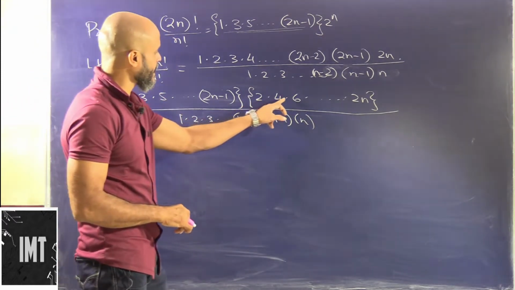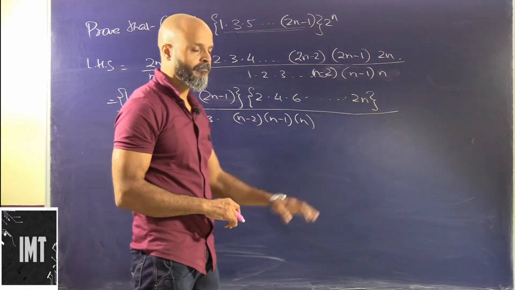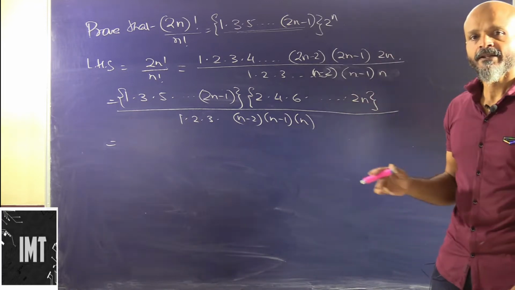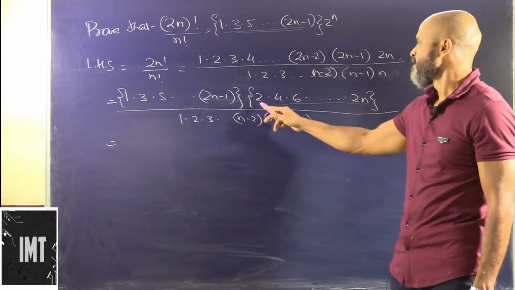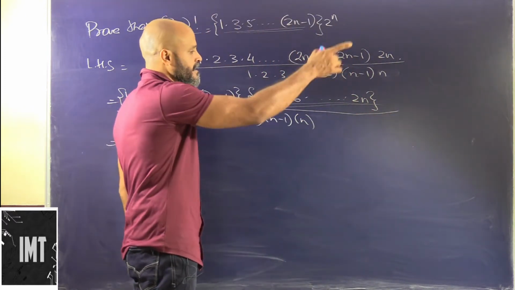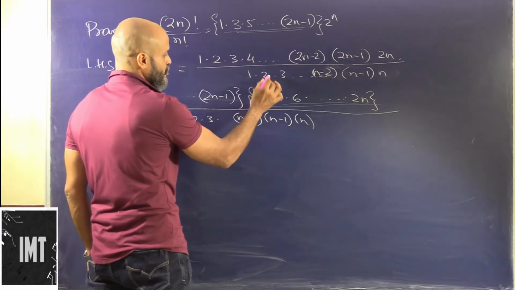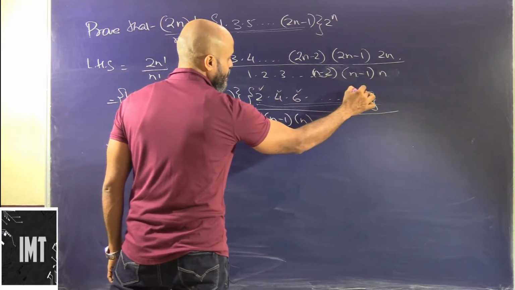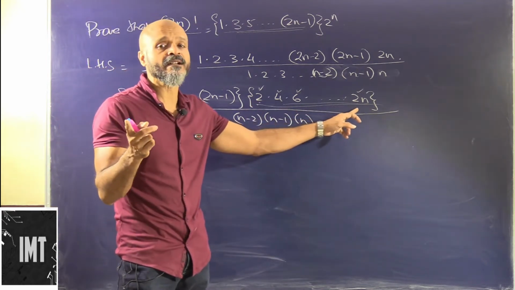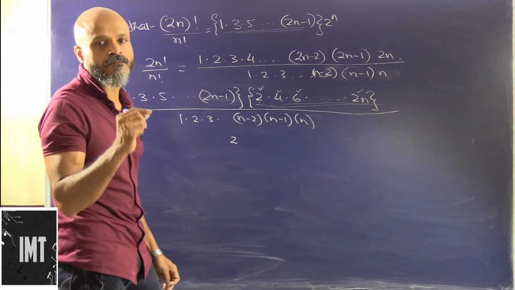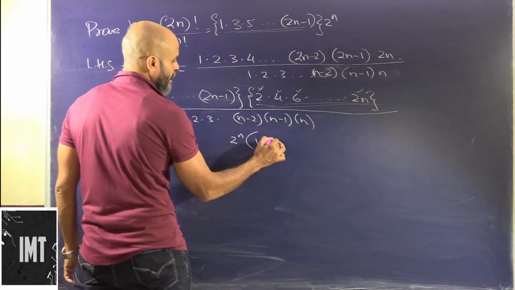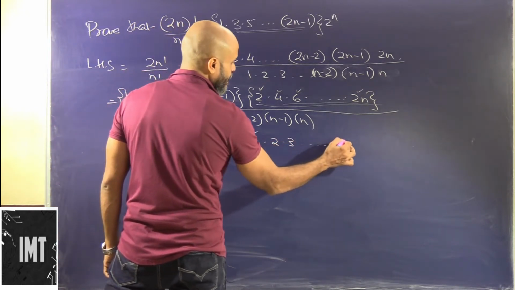Now out of this entire thing we can take 2 as common. And how many times would 2 be common here? 2 4 6 8 till 2n. So obviously these are n terms. So I take 2 common from each of these terms, and how many terms are these? N terms. So if I take out 2 n times, this will be 2 to the power n, and this will leave you with 1 2 3 till n.